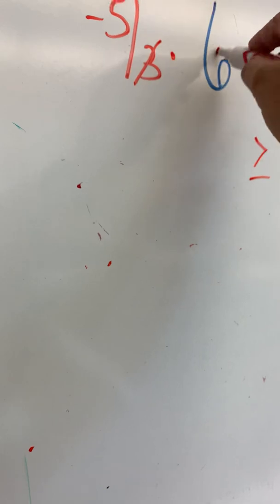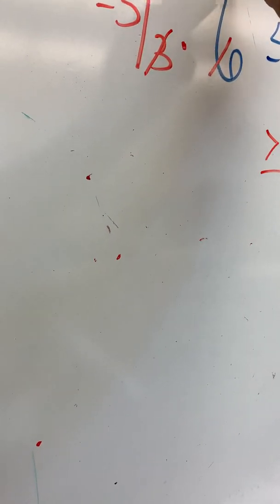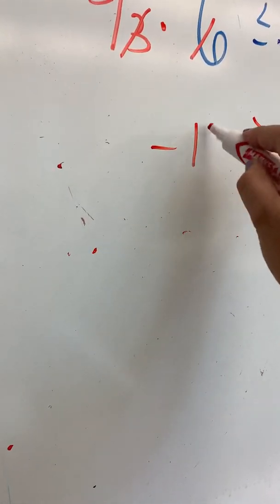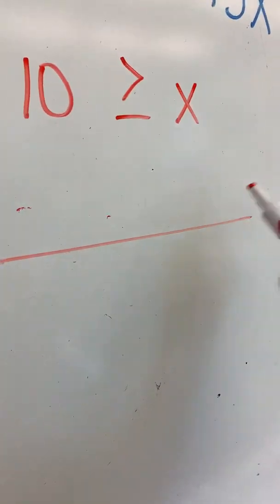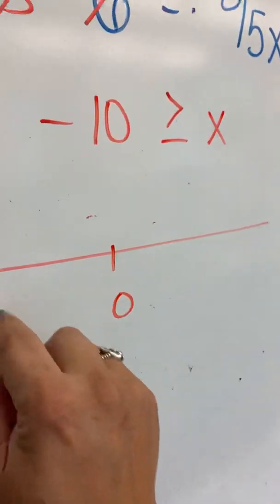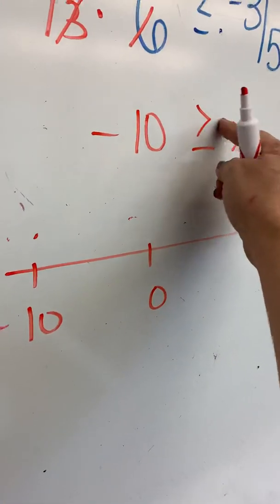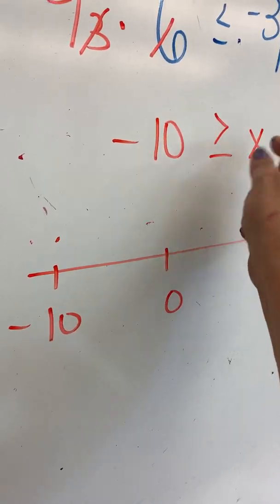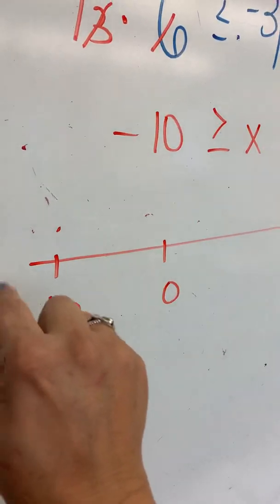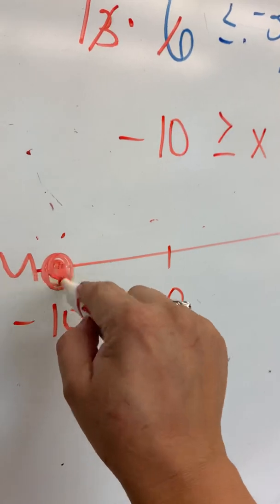Okay, 3 goes into 6 how many times? 2. What's 2 times negative 5? Okay, and then just graph it. You got your 0, negative 10. X is less than negative 10, so we got to shade down. And it is a solid circle because it's equal to.